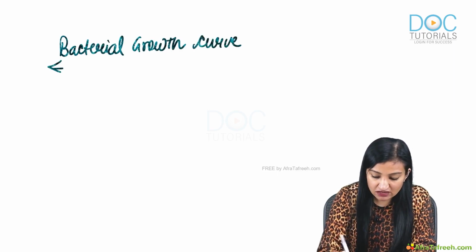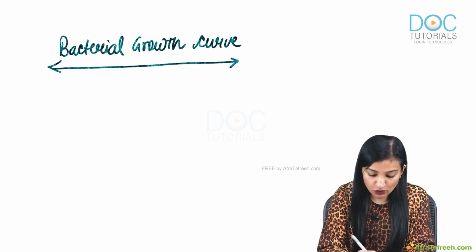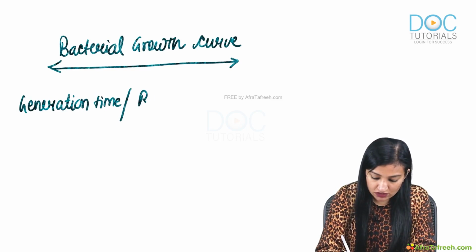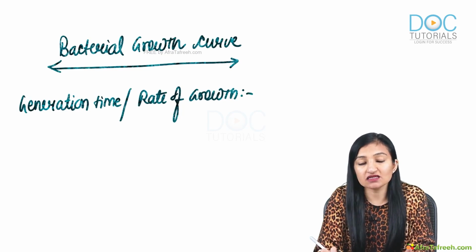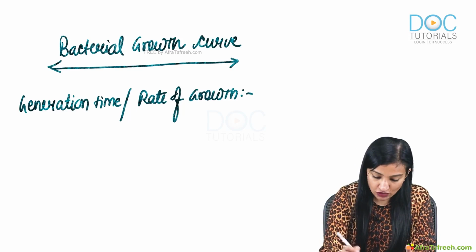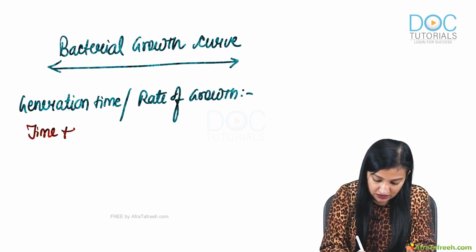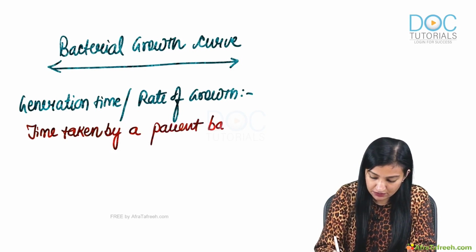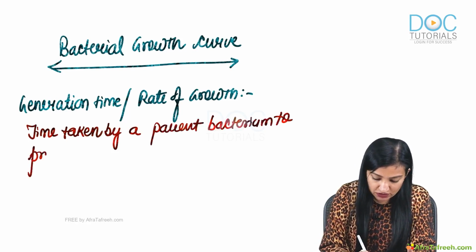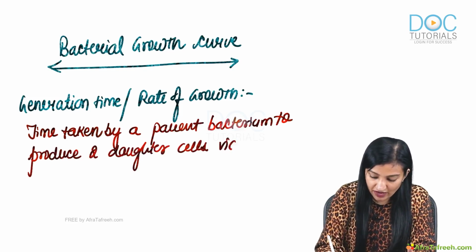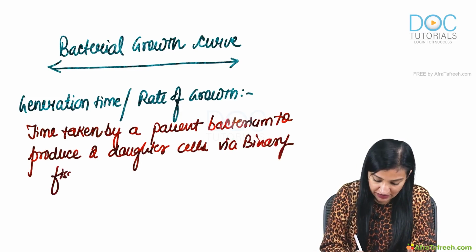Now, before I discuss the bacterial growth curve, we need to understand an important term, that is generation time or the rate of growth, which means the time taken by a parent bacterium to produce two daughter bacteria by binary fission. Alright, so it is the time taken by a parent bacterium to produce two daughter cells via binary fission. This is the definition.